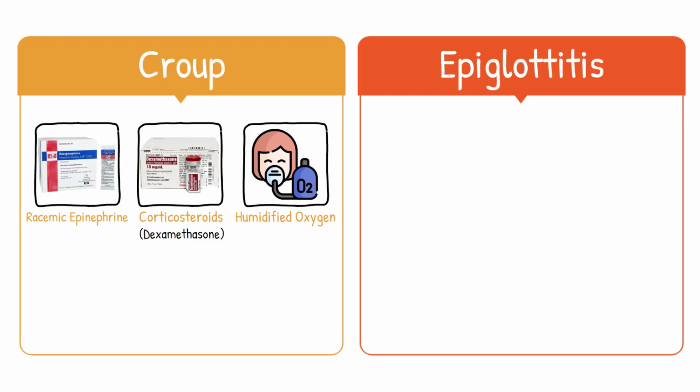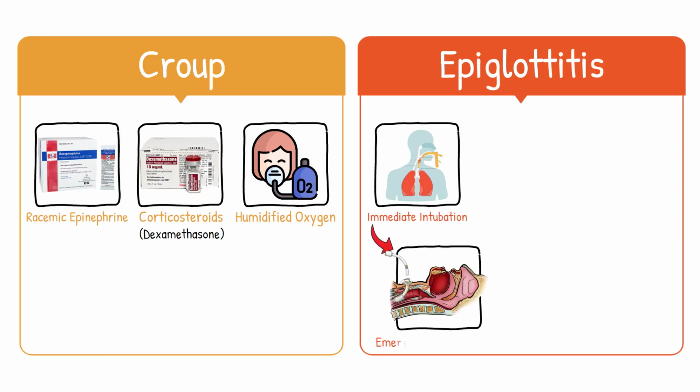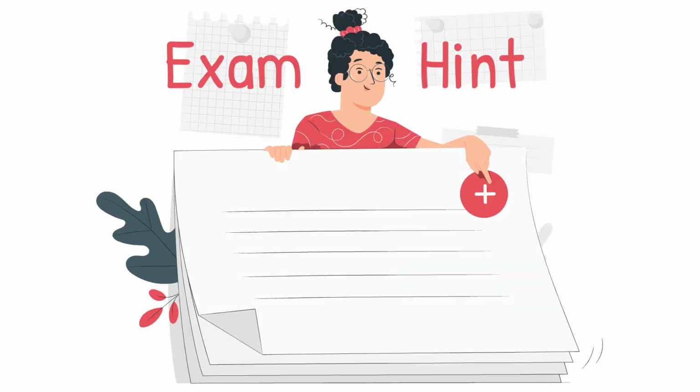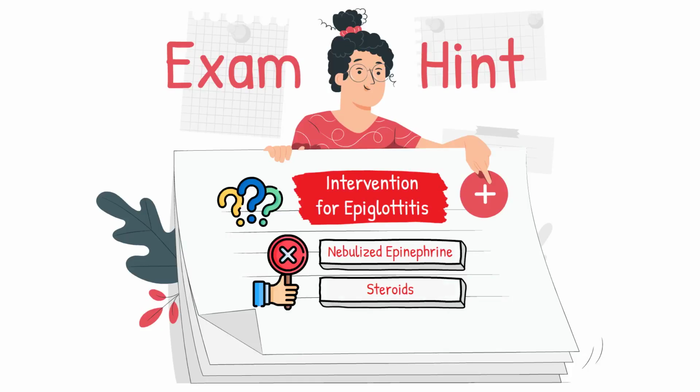The first step is controlled endotracheal intubation. If intubation is not successful, an emergency tracheostomy may be required. Once the airway is secured, IV antibiotics are administered along with humidified oxygen. For the exam, remember to never choose nebulized epinephrine or steroids as the first treatment for epiglottitis, as these do not address the urgent need for airway management.